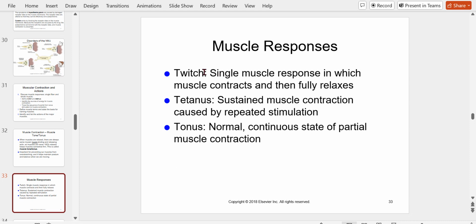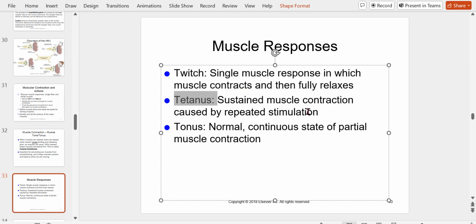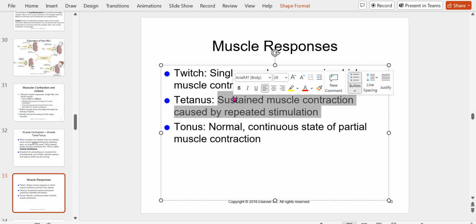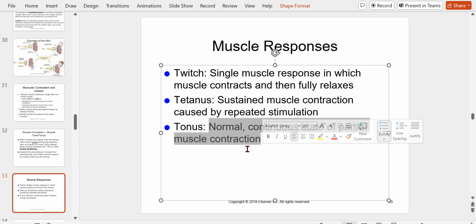Muscle responses: you've got a twitch, which is a single muscle response in which muscles contract and then fully relax. You have muscle tetanus, sustained muscle contraction caused by repeated stimulus. In this one here, calcium is never reabsorbed. Calcium is just maintained, maintained, maintained. And so therefore we are able to do a flexed arm hang, right? And then there's your muscle tonus, the normal continuous state of partial muscle contraction. Good.